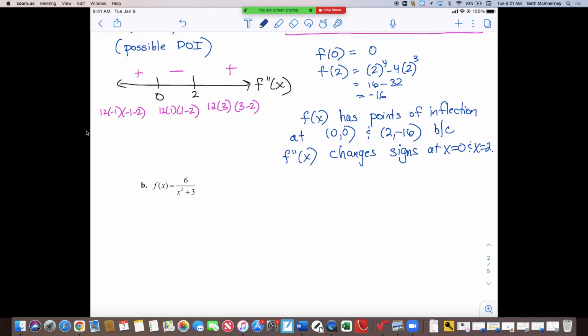Questions on letter A? What can I clarify for you?